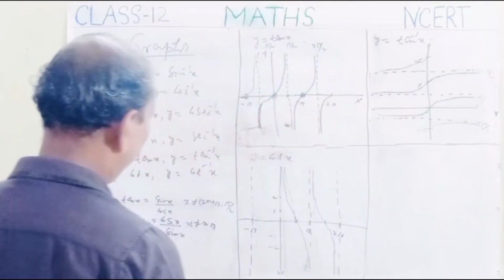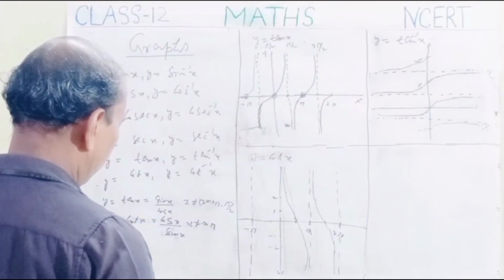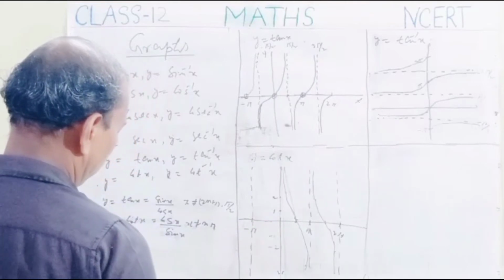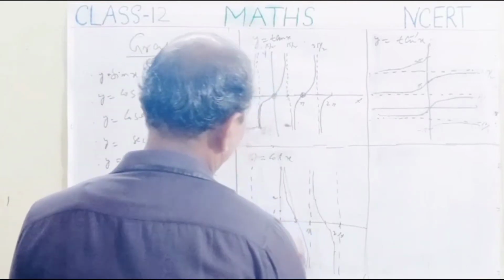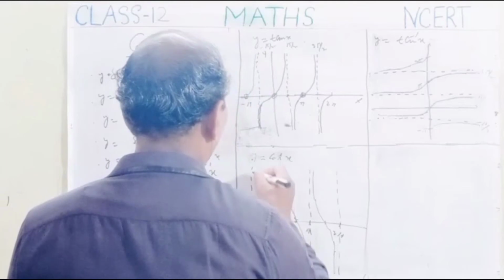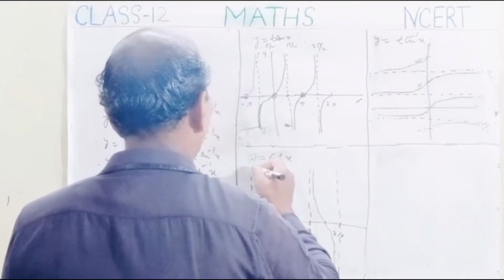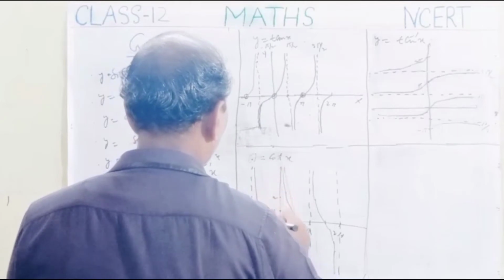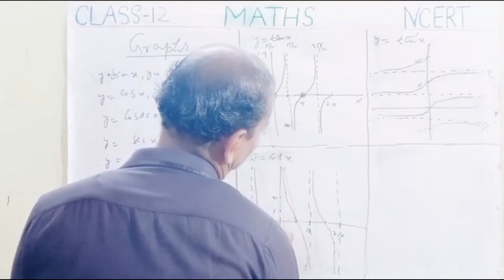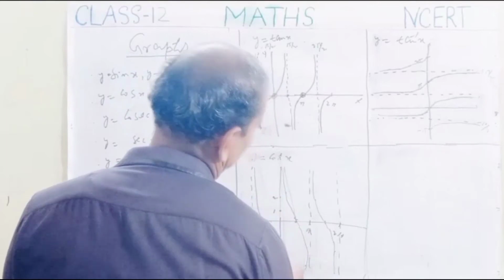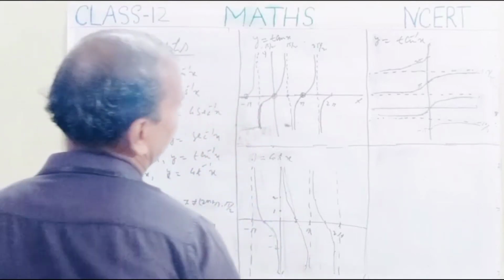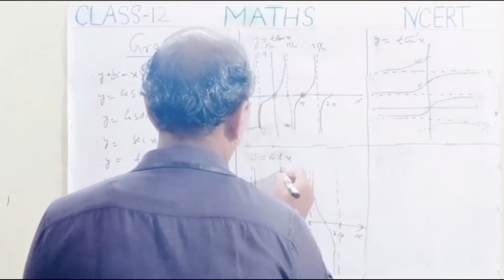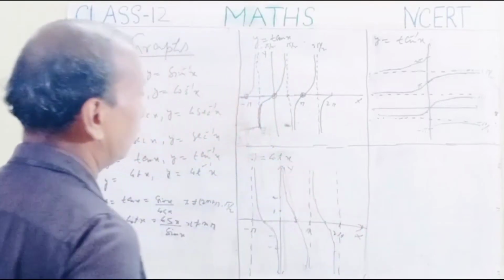At 3 pi by 2, the value of cot is going to be 0. Similarly here, for minus pi by 2, the value is going to be 0. But at minus pi, the points are at infinity. So the graph will be something like this. Obviously this is your x-axis and this is your y-axis.